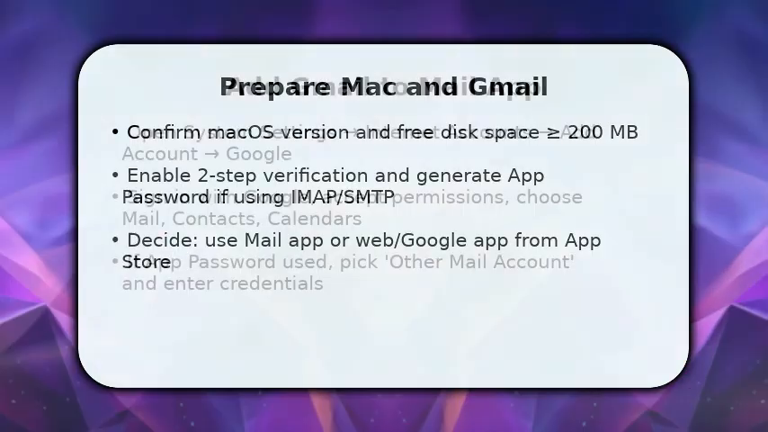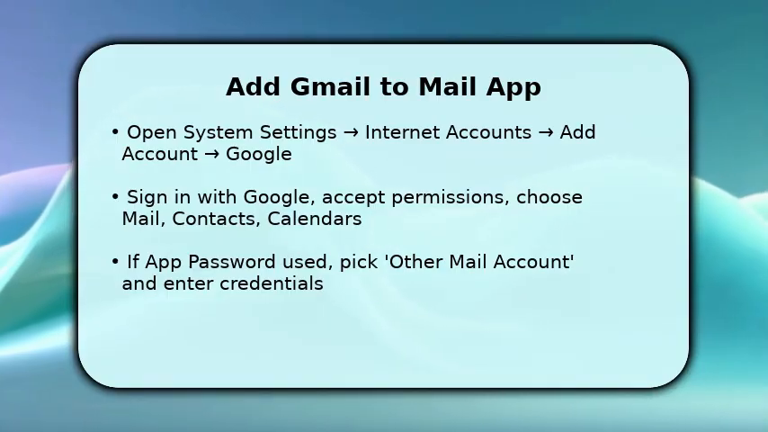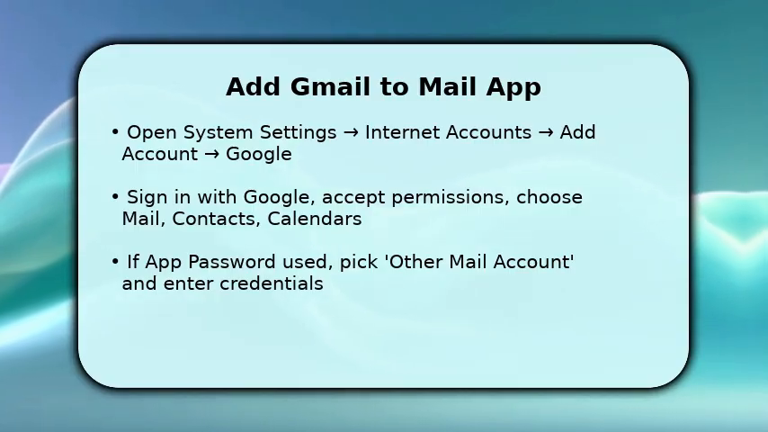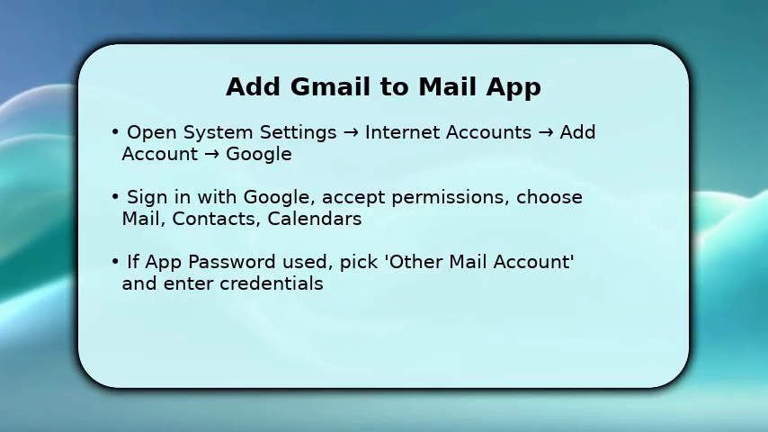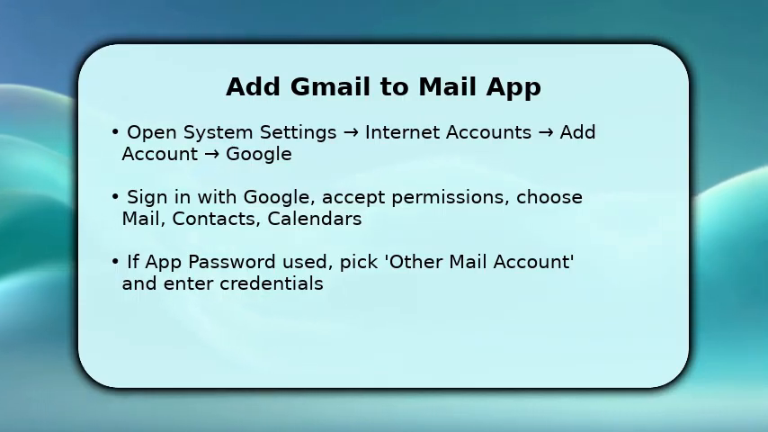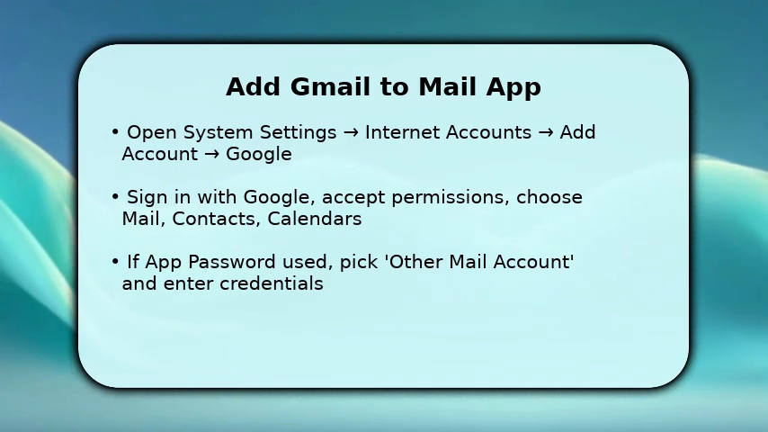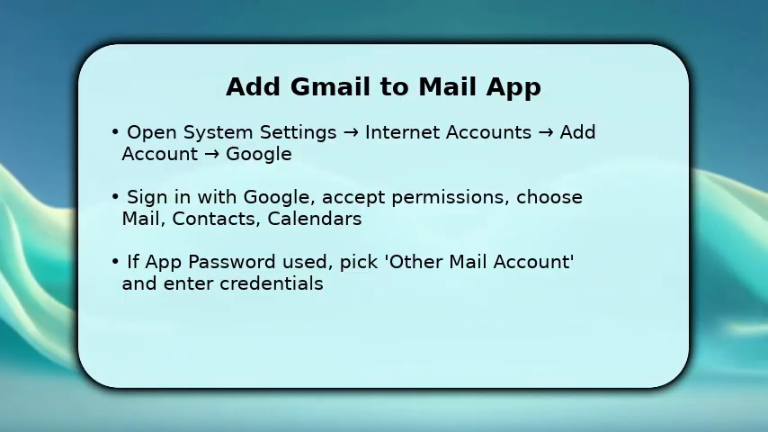Open System Settings, go to Internet Accounts, and choose Google. This lets macOS fetch mail, contacts, and calendars. Sign in with your Google credentials and accept the requested permissions so Mail can sync properly. If you created an app password earlier, select Other Mail account instead and paste that password when prompted. Make sure incoming IMAP is imap.gmail.com and outgoing SMTP is smtp.gmail.com with SSL. Once done, Mail will index your messages. This may take minutes depending on mailbox size.